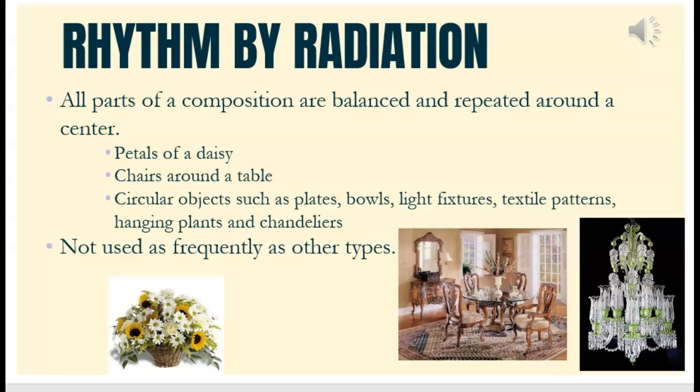Then we have rhythm by radiation. All parts of the composition are balanced and repeated around the center. Petals of a daisy, chairs around a table, circular objects such as plates, bowls, light fixtures, textile patterns, hanging plants, and chandeliers. They're not used as frequently as other types.